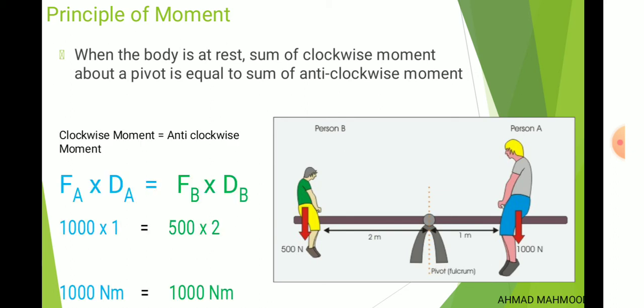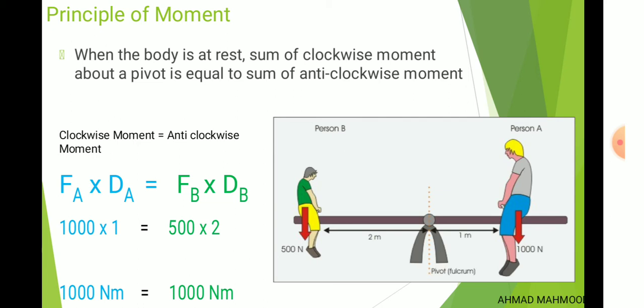For example, the man in the blue shorts, the text for that man is also written in blue. So he has a weight of 1000 and a perpendicular distance of 1 meter. So 1000 multiplied by 1 will give us a movement of 1000 Newton meter. And this boy in the green shirt has a weight of 500 Newton but is sitting at a distance of 2 meters from the pivot. So his movement will also be 1000 Newton meter.